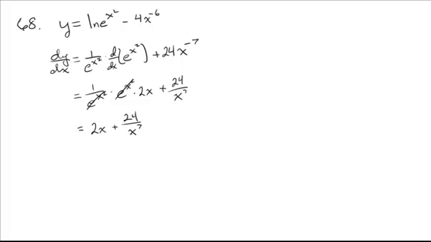Okay, let's take another look at this. One thing we could have done is we could use the properties of logs. Natural log of e to the x squared. Natural log and e are inverses of each other, so they undo each other. Natural log of e to the x squared is x squared, and then we know the minus 4x to the negative 6.